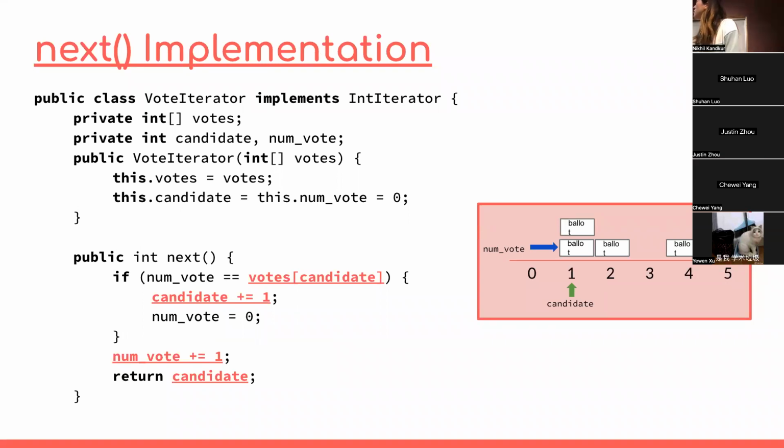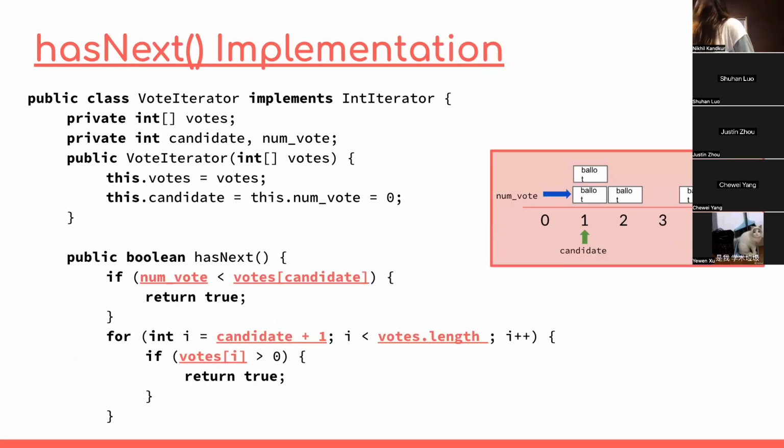You start from the candidate after, and then you go to the end of the array. Because right now you're done with your first candidate, since the first if statement has passed. So now, starting from the next candidate all the way to the end, are there any more candidates with votes? Awesome.